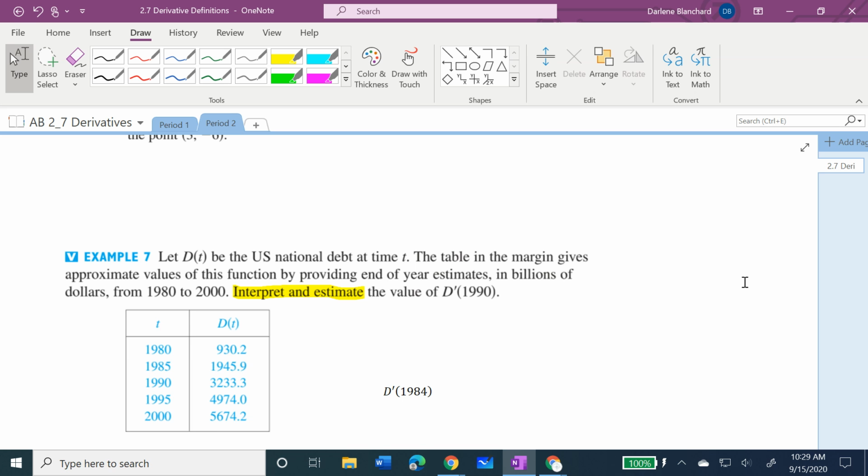as far as interpret, this is very, very, very important. It's important to understand what derivative means in the context of a situation.